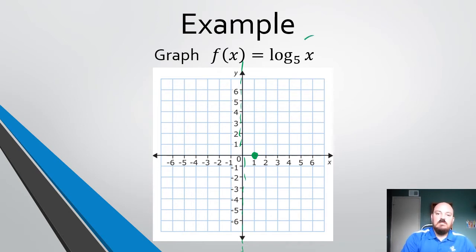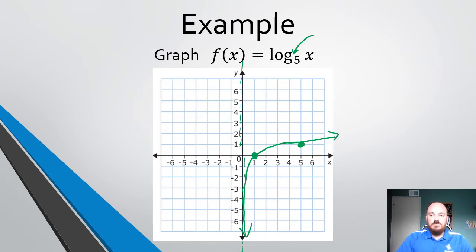Then I look at the base and I see a 5 right there. For an exponential, it would be over 1 up 5. For a log, it's over 5 up 1. You have your asymptote. You have your two key points. You start from the asymptote, curve through those two key points, and that's your log graph.